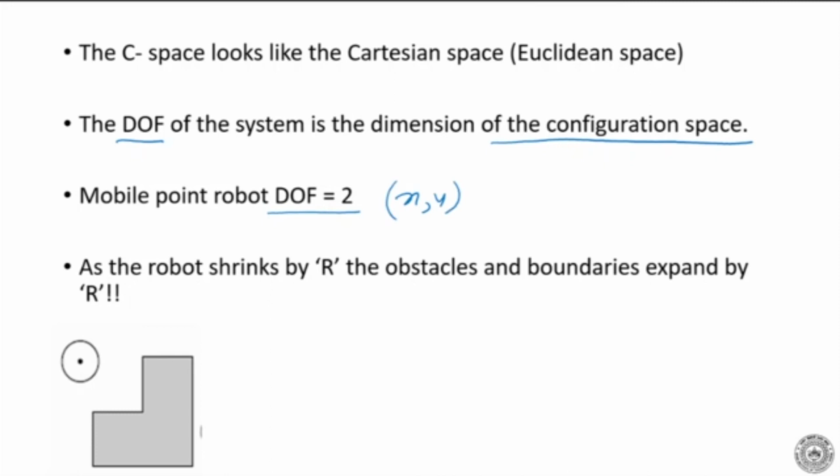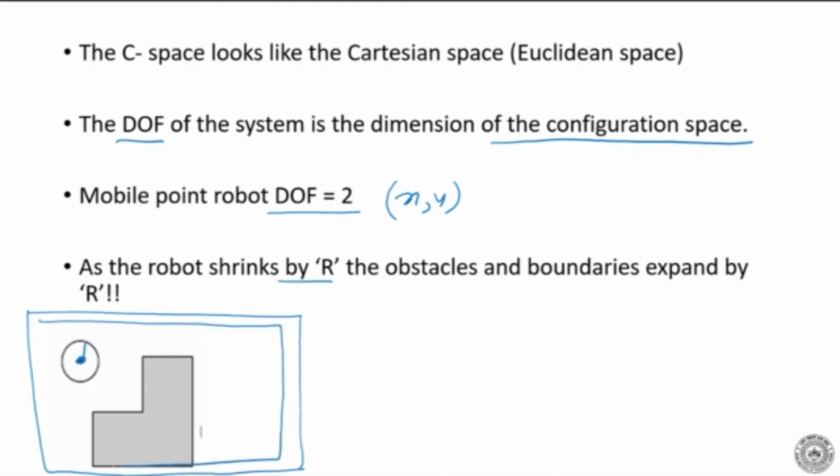Now the robot shrinks by r, and the obstacle and boundaries expand by r. So let's look at this case. If we have a workspace like this, in the previous case I did not have an obstacle, I only had the robot. The robot shrinks by r, the radius, so it becomes a point, and the outside boundary also becomes smaller. It will become smaller like this because it has shrunk by r, because the center of the robot cannot go anywhere inside there.